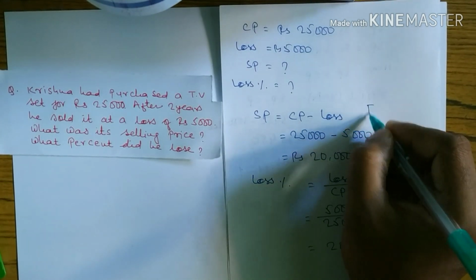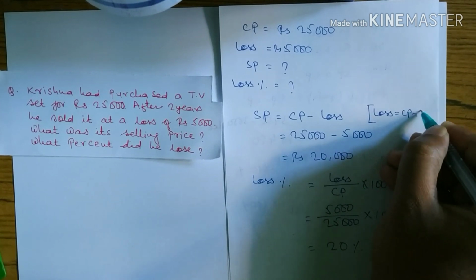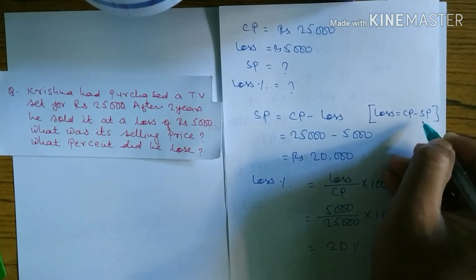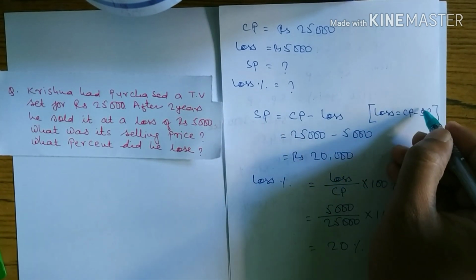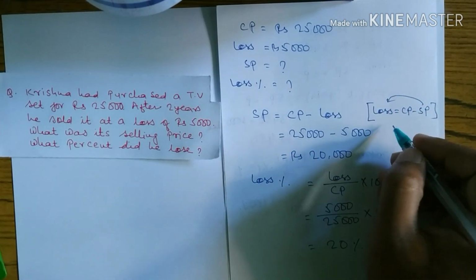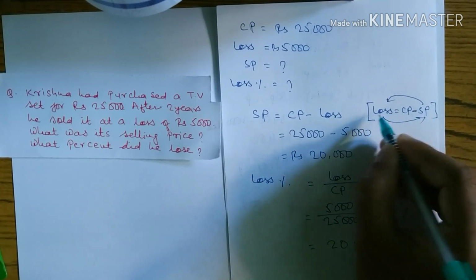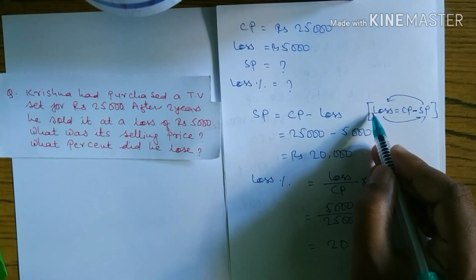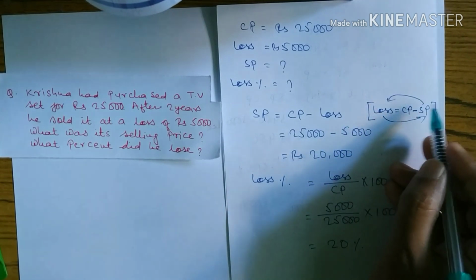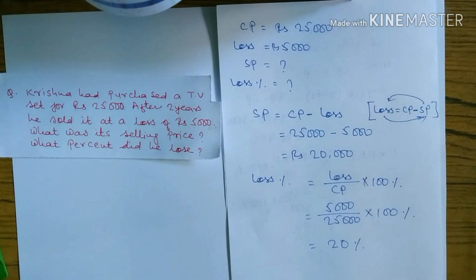Here I gave you the formula loss is equal to CP minus SP. To find out the value of selling price, SP, you have to take it to the left and loss you have to take to the right side. Here it is minus SP, so it will be plus, and here it is positive loss, so while taking it to the other side it will be minus loss. We have to change the sign while interchanging the place.